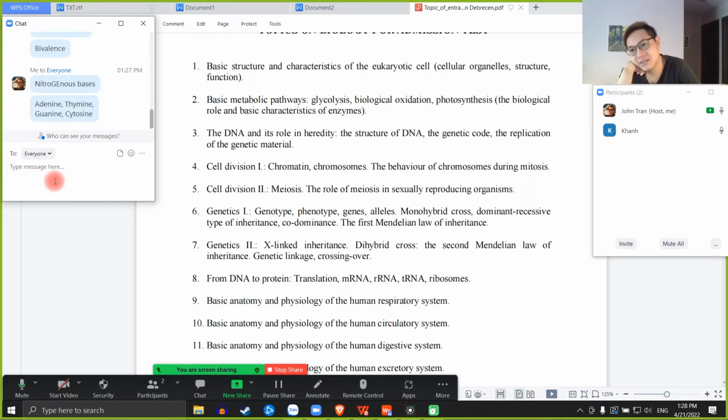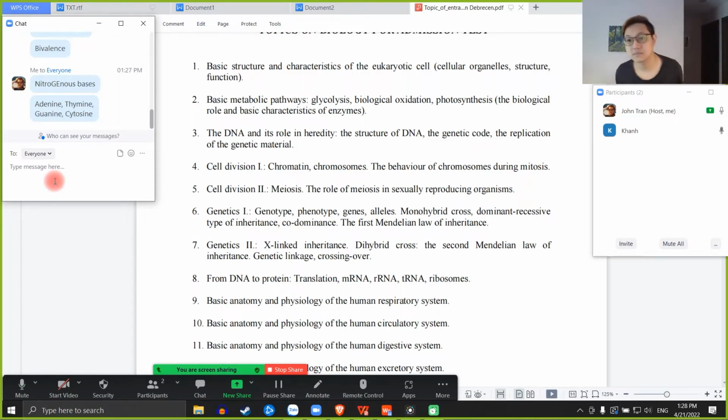Be careful. Nucleotide and nucleoside are 2 different things. Nucleosides are only the sugar and the base. A nucleotide is basically the phosphate group, the sugar, and the base. So be careful.